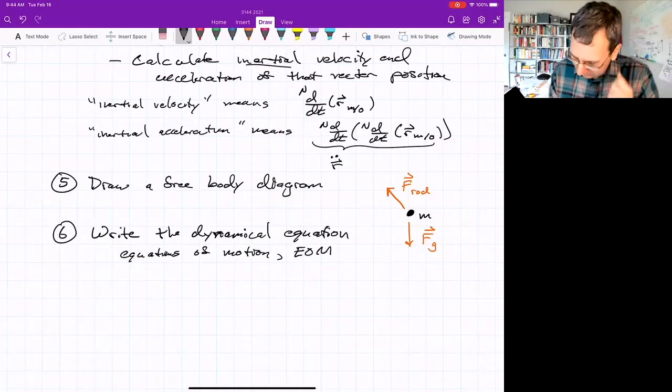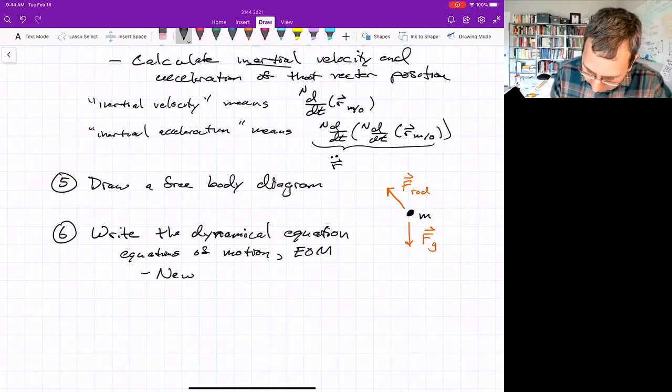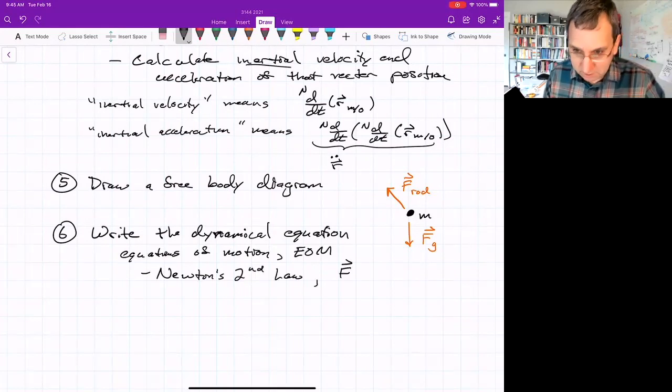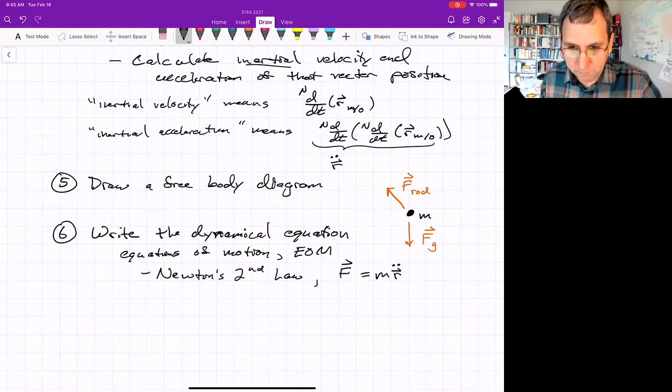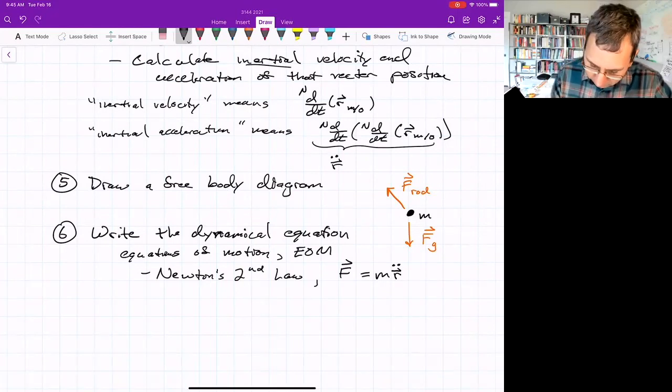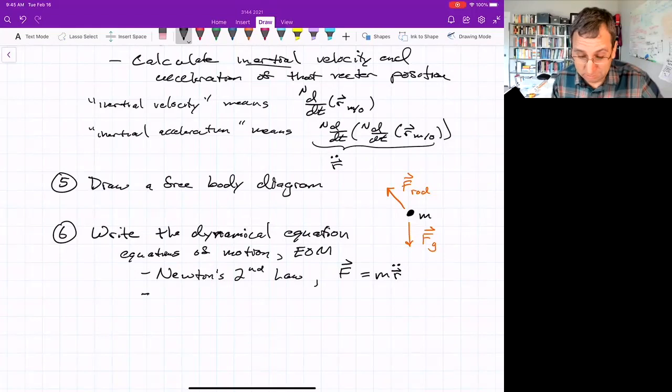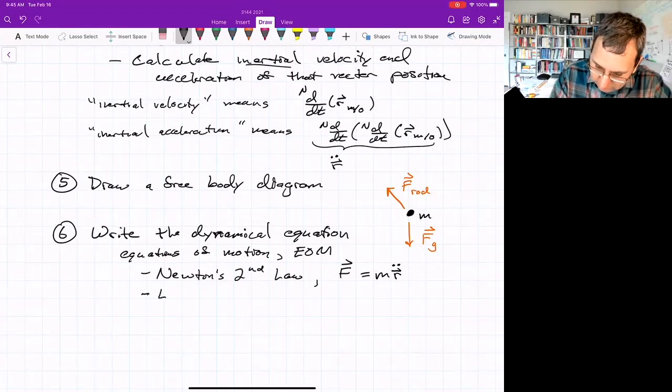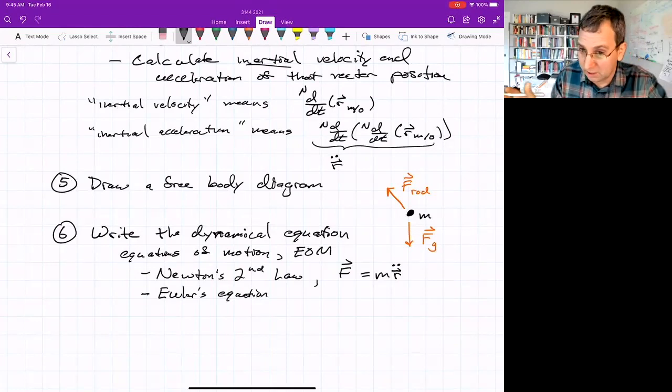So what would this be? Something like Newton's second law. So F, the total force, equals m times the acceleration. That's one way to go. You might instead write that rotational equation that we mentioned last time. And that's sometimes called Euler's equation. It's also been called Euler's second law, but we don't have to say anything like that.